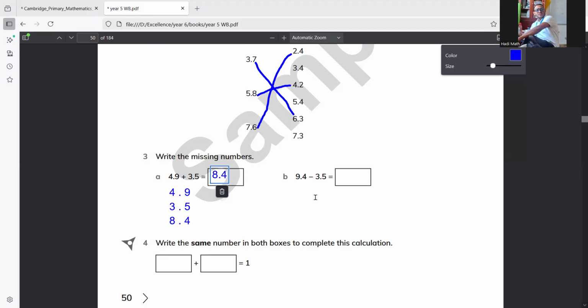This one is subtraction. Remember, your number is 9.4. You put it over here, and then you put the other number, 3.5. Some people also make one of the common mistakes. They say 4 minus 5 is equal to 1. No, 4 is smaller than 5. Remember all the time? So you need to borrow 1.